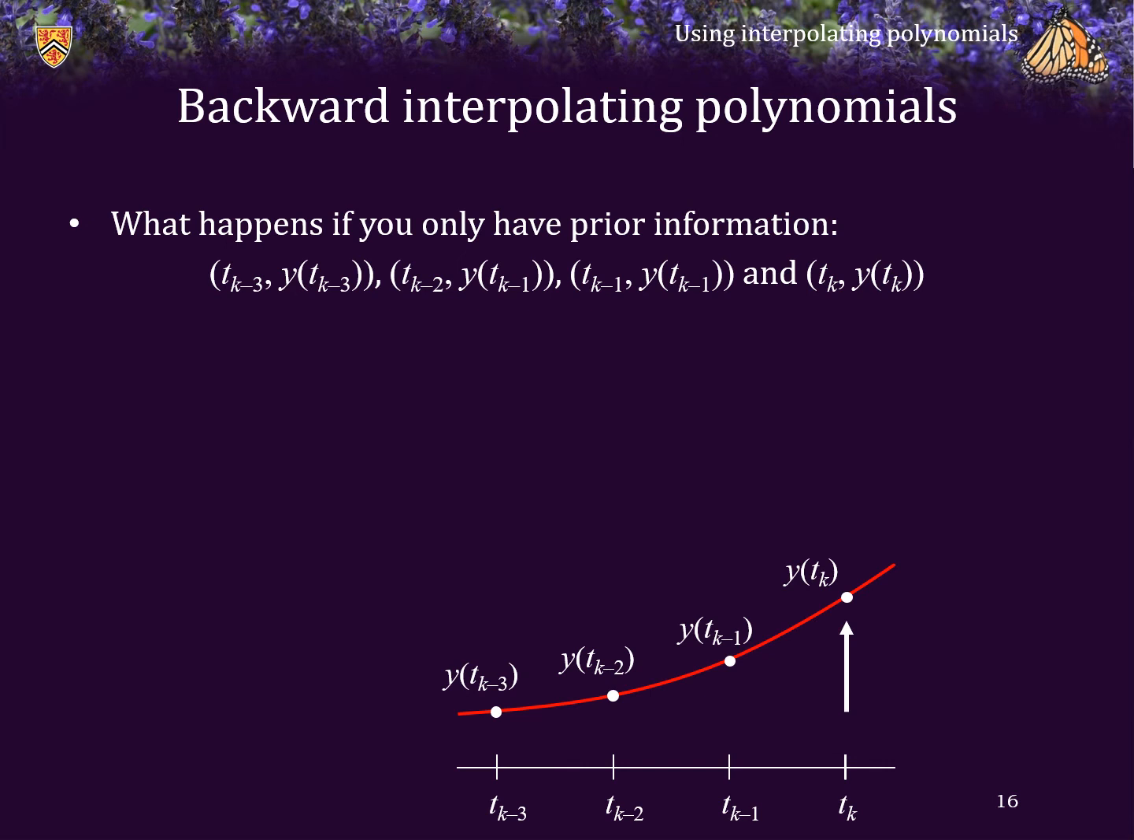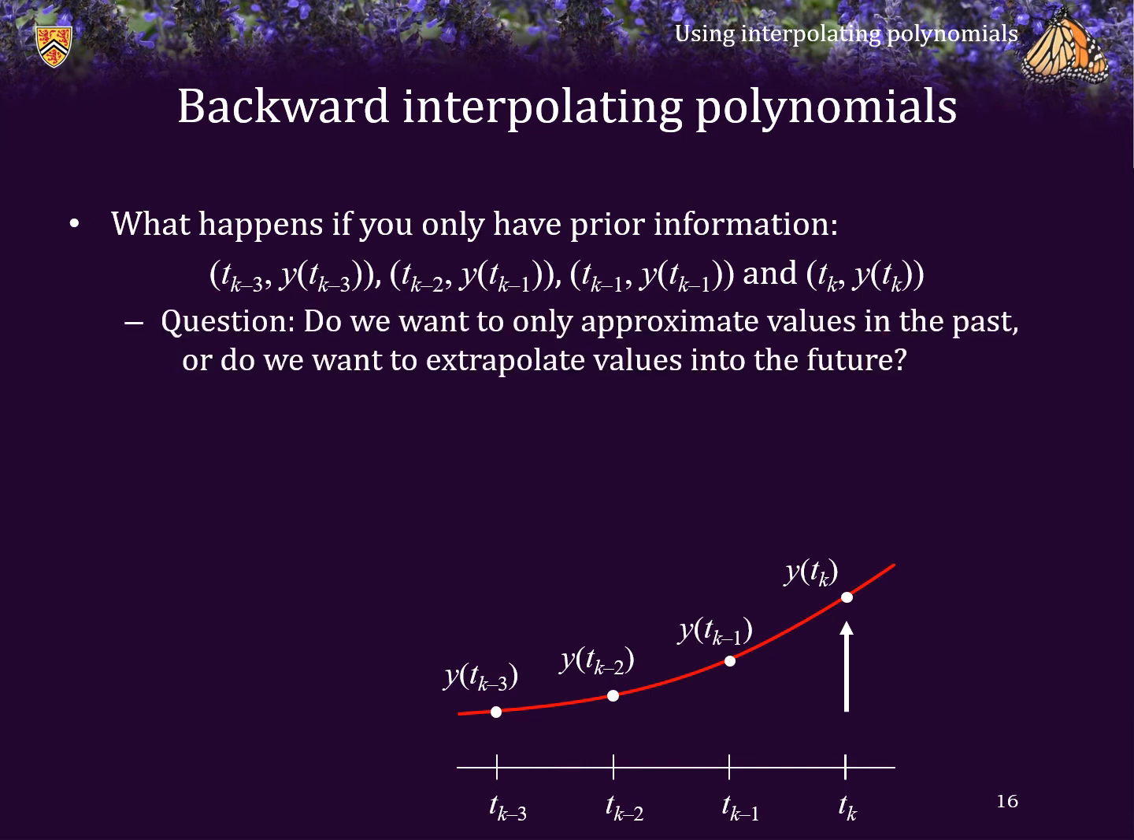So this is where we are right now. This is the last reading that we have just taken, and we may want to interpolate a few values. Now, the question is, do we want to only approximate values that were in the past, that is, before time t sub k, or may we want to extrapolate and estimate values in the future, say at time t sub k plus 1? What happens one time step into the future? What is an estimate as to the value of y one time step into the future?